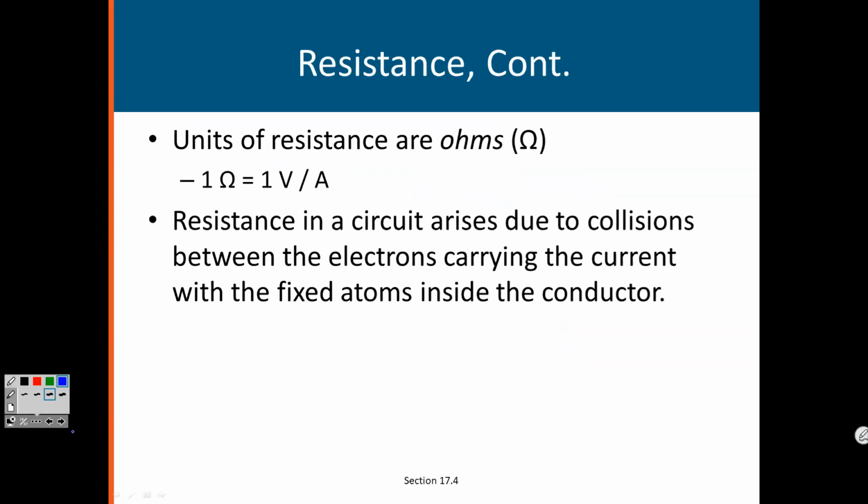Okay, so that is resistance. The SI unit is volt per ampere, but we have the letter omega, which we call ohms. We don't call it omega. So 1 ohm is actually 1 volt per ampere. Resistance in a circuit arises due to collision between the electrons carrying the current with the fixed atoms and the other electrons inside the conductor, mainly the fixed atoms in the conductor.